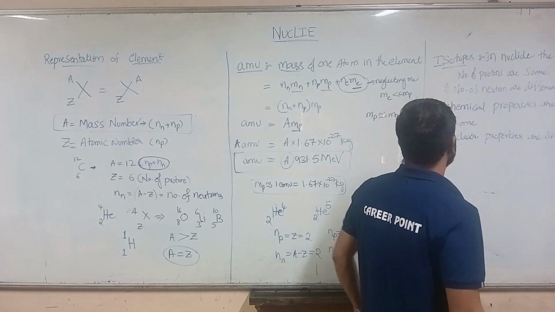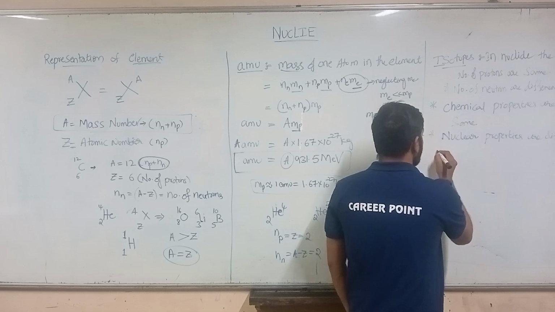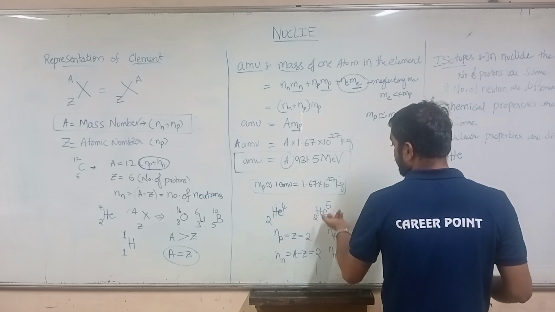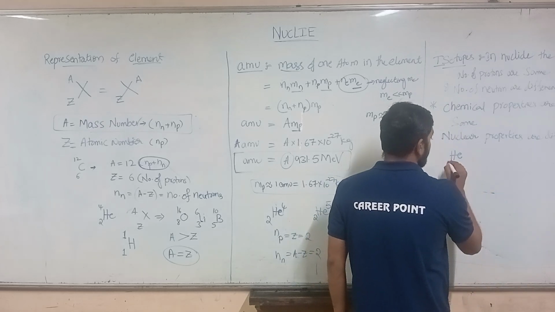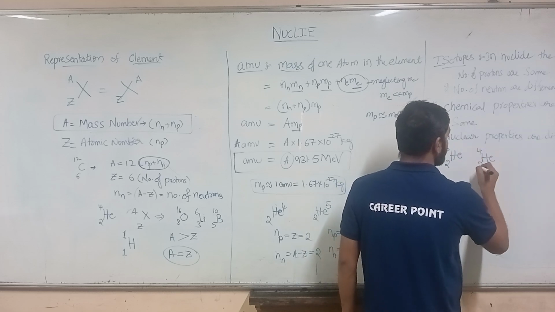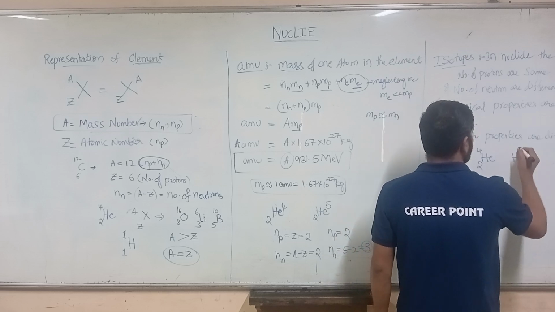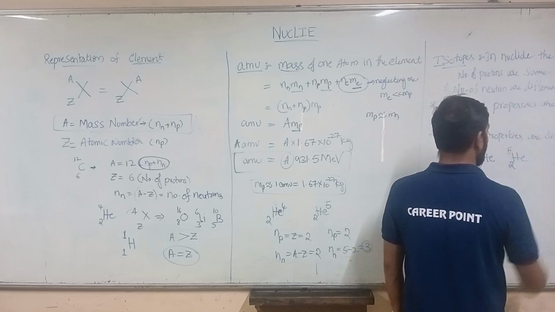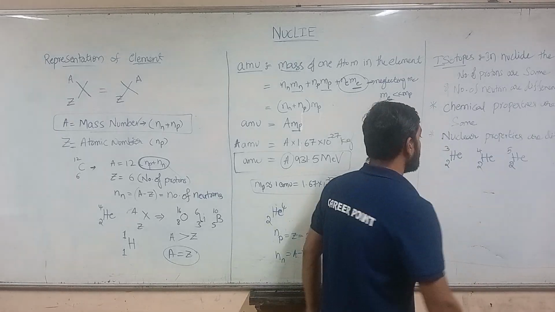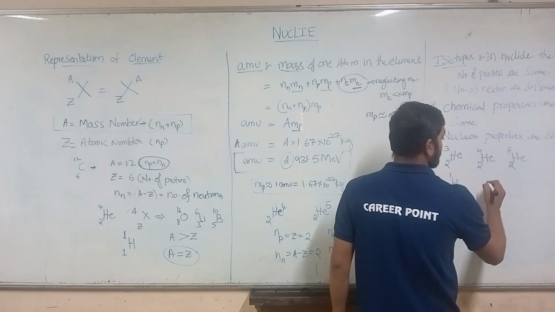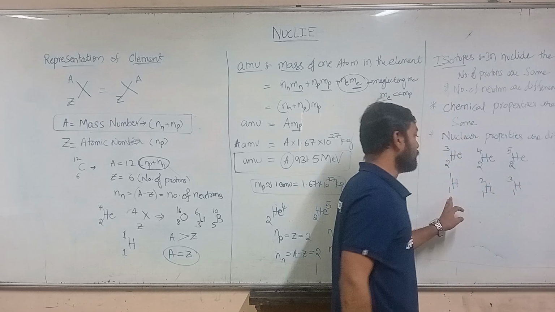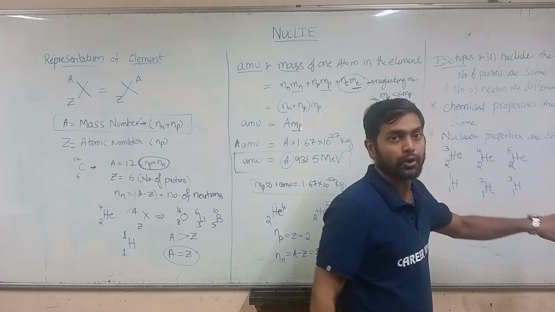Okay, so in isotopes, here we have seen He 2,4 and He 2,5. So I would like to take 2 and 3, and here also He 4, 2, and here also He 5, 2. So these are the isotopes of helium. So let us write H 1,1, H 1,2, H 1,3. Okay, so these are the isotopes of hydrogen.